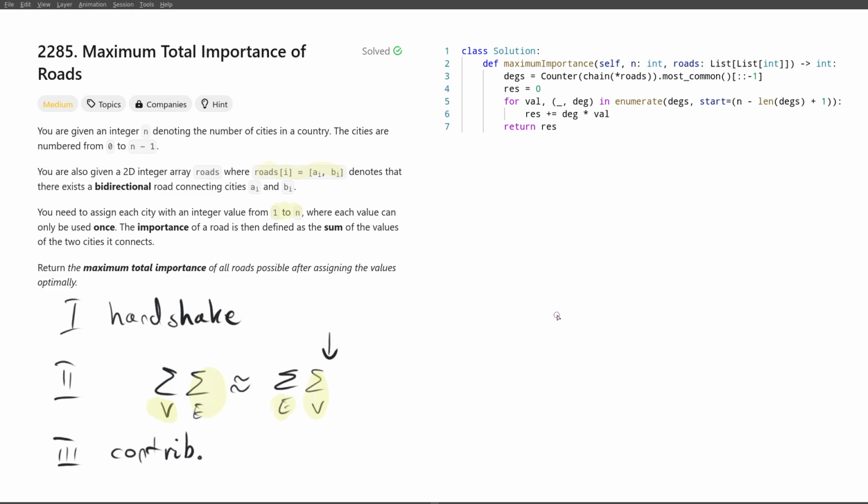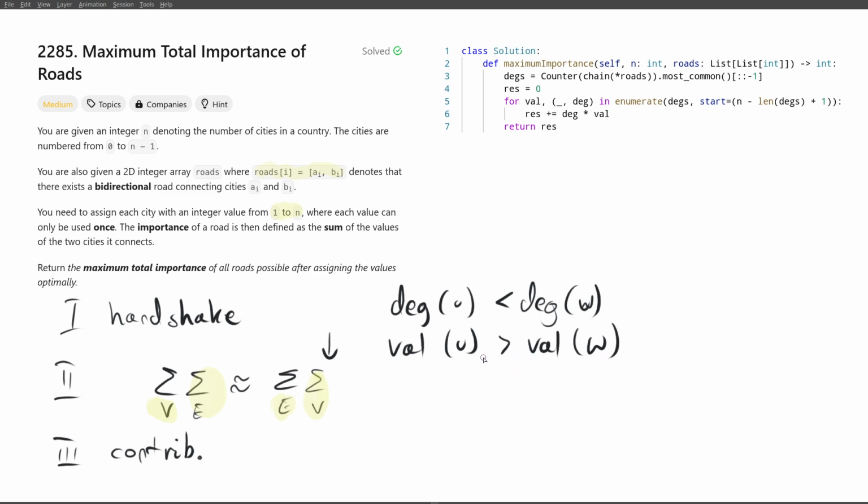So if the degree of the first vertex is higher, then the increase will be to our benefit. The total importance will increase, right? So if degree of u is smaller than degree of v, or maybe w, and if value of u is greater than value of w, then you can see that by swapping these values, we'll increase our result by deg w times the difference between the two, decrease by degree of u times the difference between the two, and since this degree is greater than this degree, the total change will be to our benefit. So the last part is how to implement it.